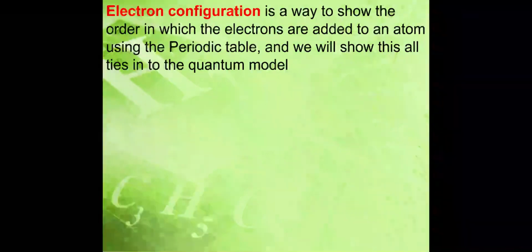Electronic configuration is a way to show the order in which the electrons are added to an atom using the periodic table. And we will show that this all ties to the quantum model. So after this unit, we're going to look at what the quantum model is. Again, we've already seen that before. Remember the electron cloud model? If you've forgotten, you can go back to your packet and look at it. I think that was unit 3. You can go back and check on the history of the atom. We looked at the quantum mechanical model or the electron cloud model. You look at that model of the atom, you will come to terms with what we're looking at right now.